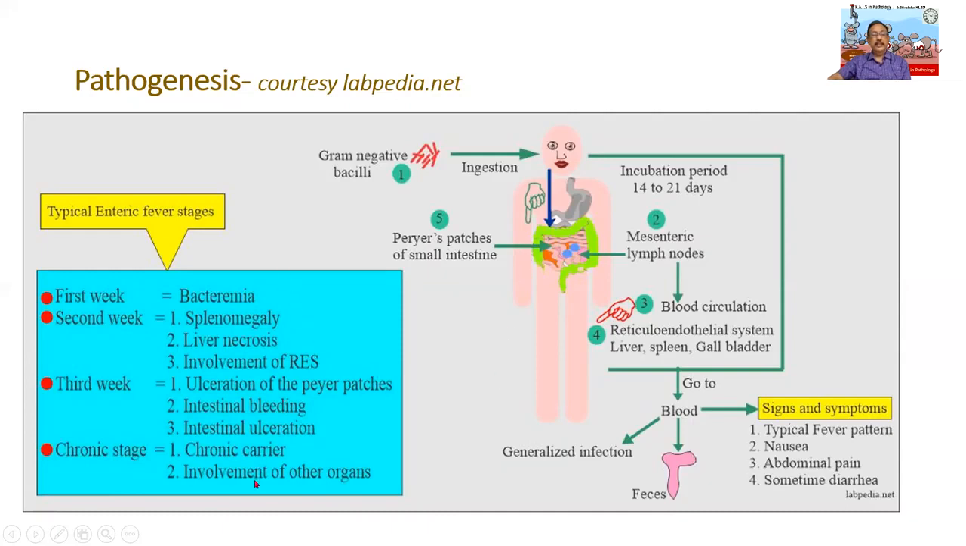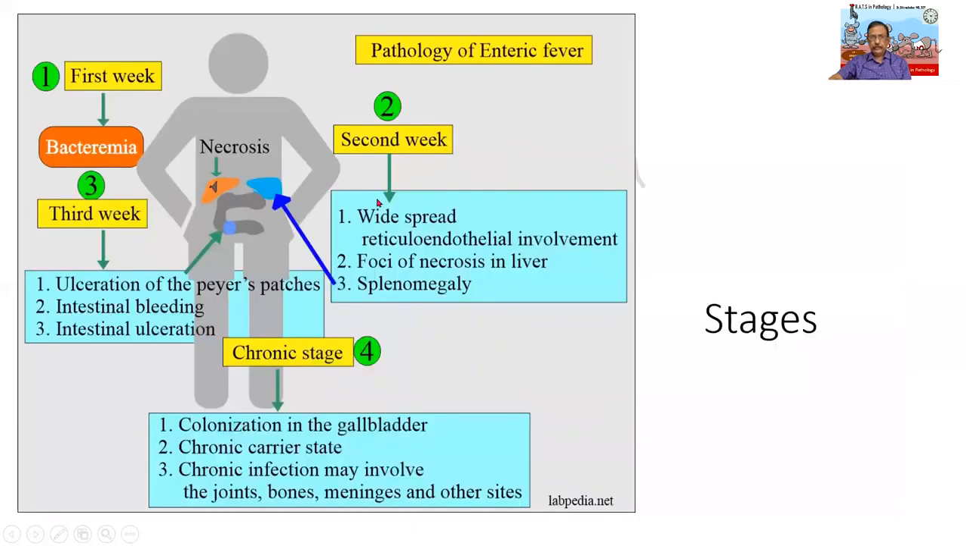So these are the stages I would like you people to remember. Bacteremia initially, there can be organomegaly and there can be ulceration. Finally, the patient can become a chronic carrier as in the case of Typhoid Mary. So this particular diagram, if you people can remember, this is one of the best diagrams I would like you people to kindly remember, and the credit goes to labpedia.net.